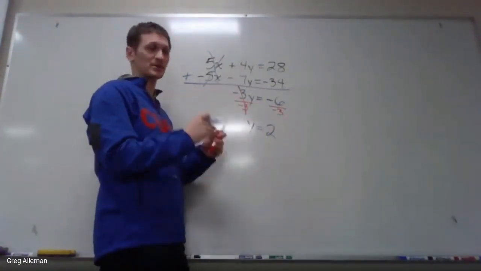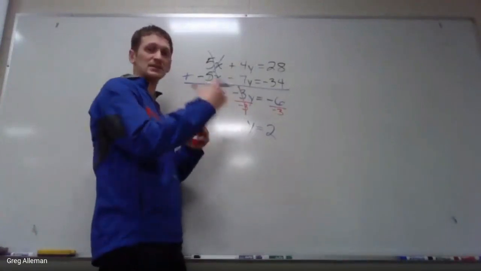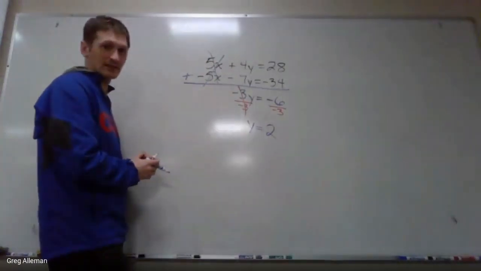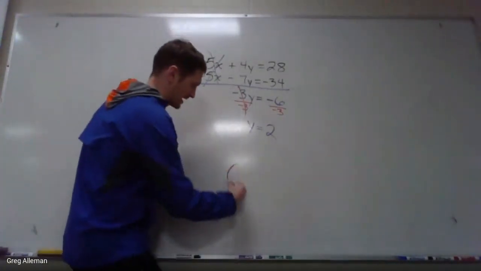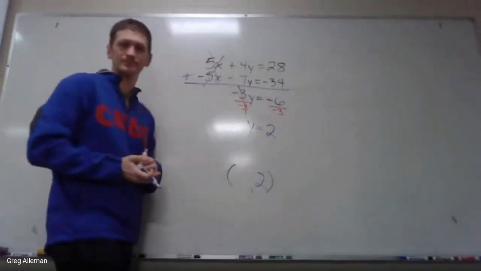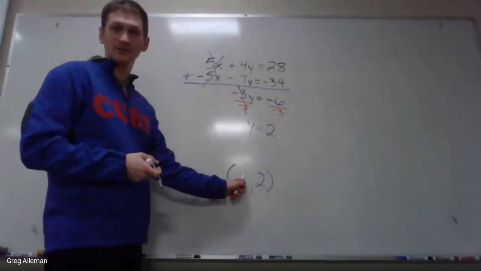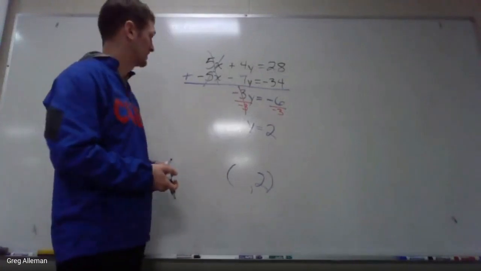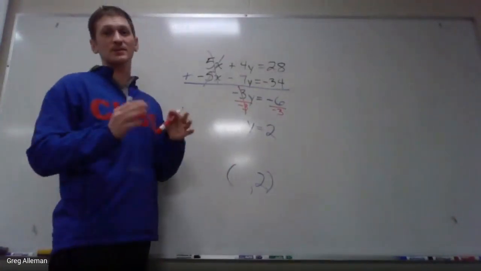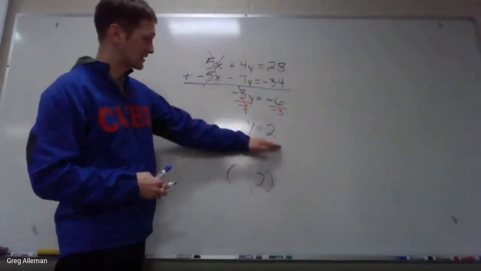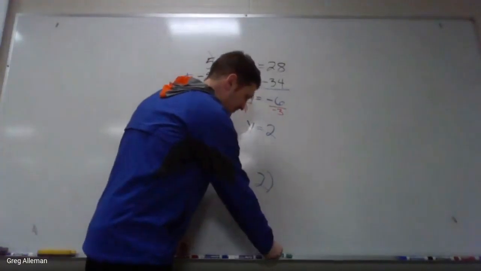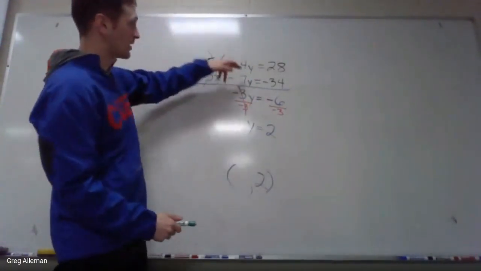We're not done yet. Remember, when you do a system of equations, you have to get the x and the y. So I know part of my answer. I know that the y value is 2. I just need to figure out what the x value is still. And the way we find the x value is just like we did with substitution. You can take this y value of 2 and substitute it back in for one of the y's of the original equations.